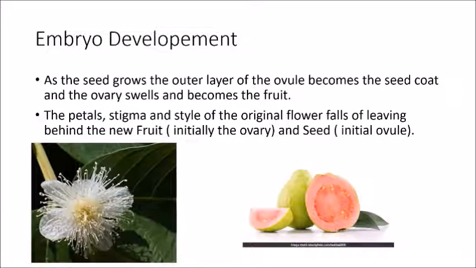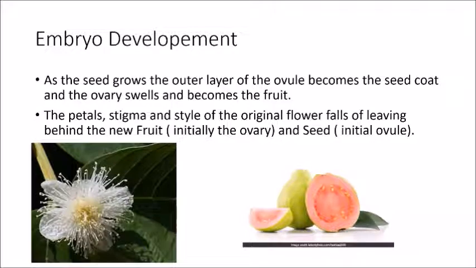All right, so towards the end of the seed fully developing, you have the ovule that's going to become the seed. After the ovule will have been fertilized, the outer layer of that ovule is going to become the seed coat, and the ovary that the ovules were inside of is now going to become the fruit. Okay, so the ovary is going to swell and become the fruit.